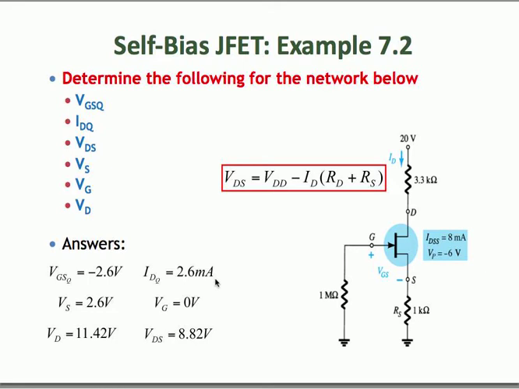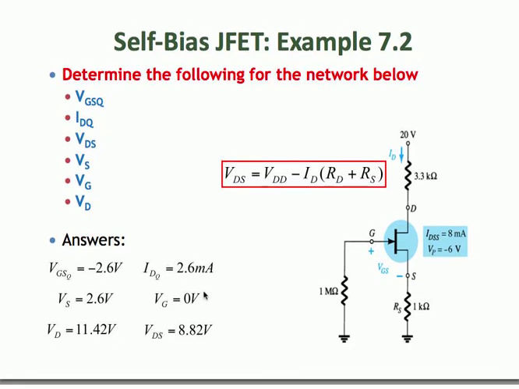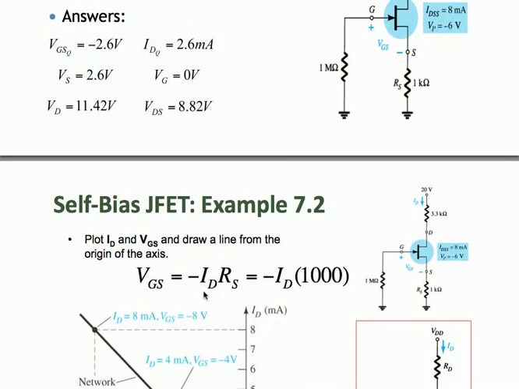Let us try a simple example of solving the self-biased JFET circuit. This is example 7.2 obtained from the textbook. You are given this JFET self-biased circuit, and the IDSS and the pinch-off voltage are given, and you are asked to calculate the following parameters. The answers are given here, so you can try it out and compare your answers.